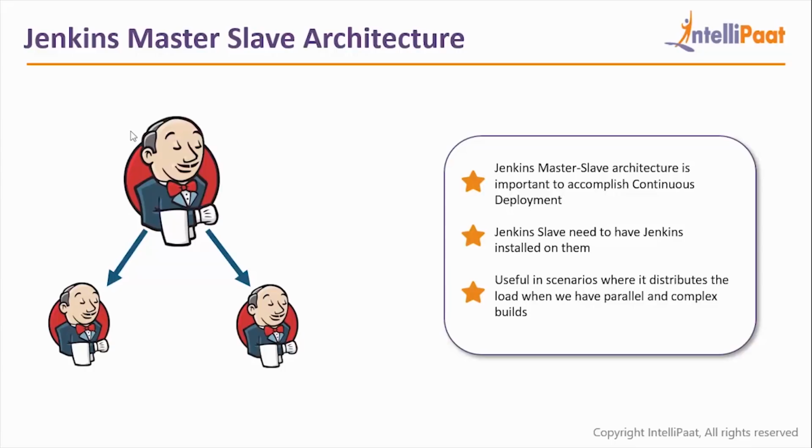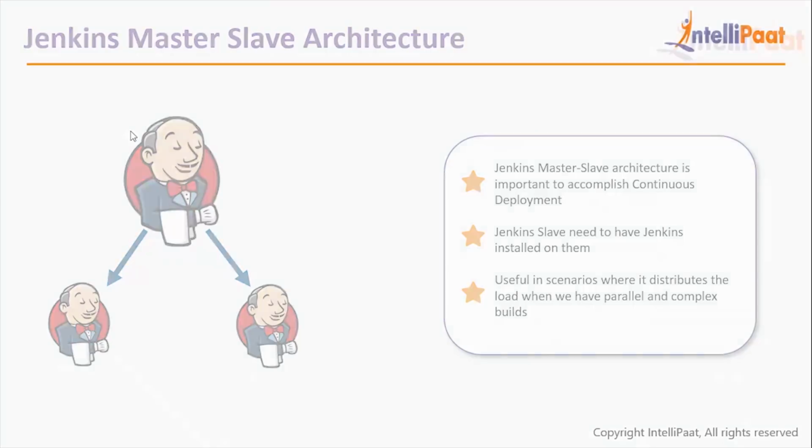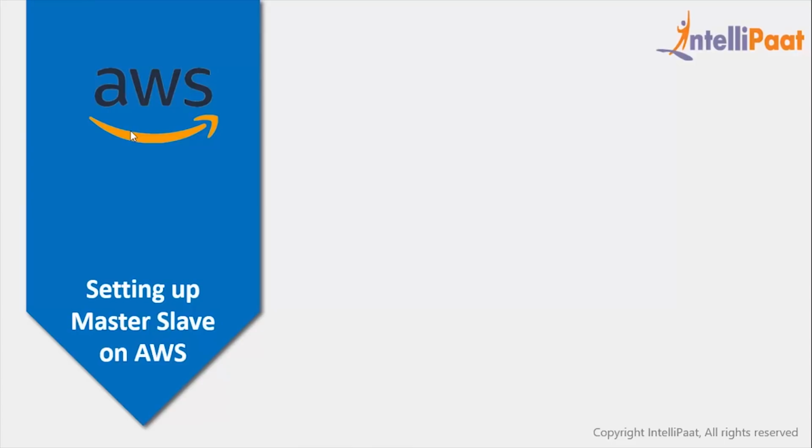But when you're working on the production environment, you have to have a master slave kind of an architecture wherein the testing and the production server would become slave for your Jenkins master. All right, so now what we're going to do is we are going to set up master slave on AWS, and let's see how we can do that.